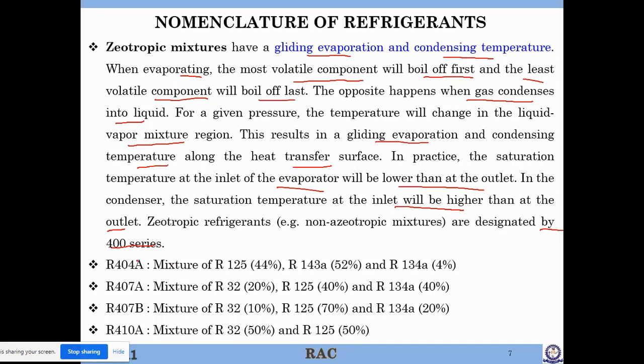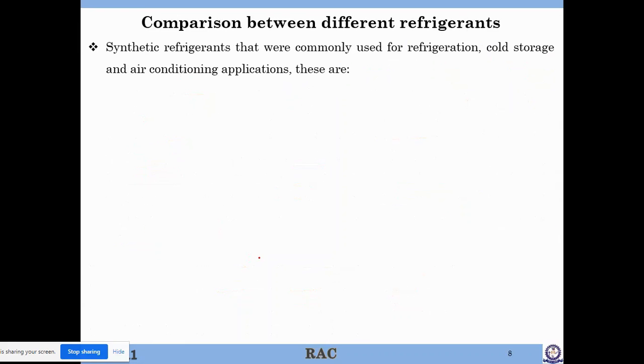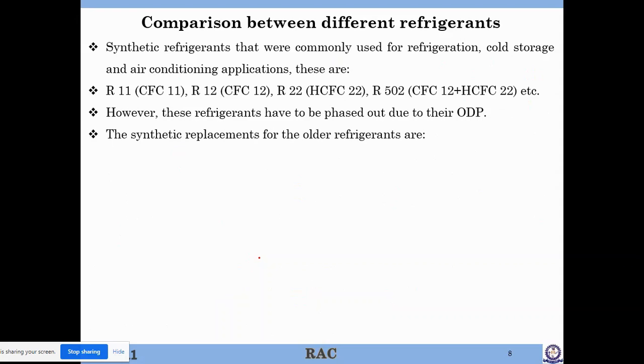Just like R404A is a mixture of R125, R143A and R134A. R407A will be a mixture of R32, R125, and R134A. We already know the chemical formulas for R32, R125, and R134A as we have understood in previous slides. So, zeotropic refrigerants are designated by the 400 series. Now, a comparison between different refrigerants.